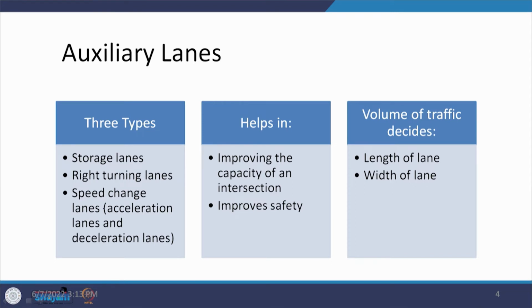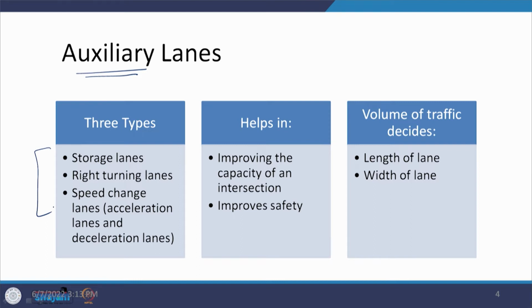Now, these auxiliary lanes, from the name itself, are specific lanes which are provided as an additional feature at an intersection. And they can be of three types: storage lanes, right turning lanes, and speed change lanes, which can be the deceleration lane or the acceleration lane. So, we will be discussing all of these three categories one by one.